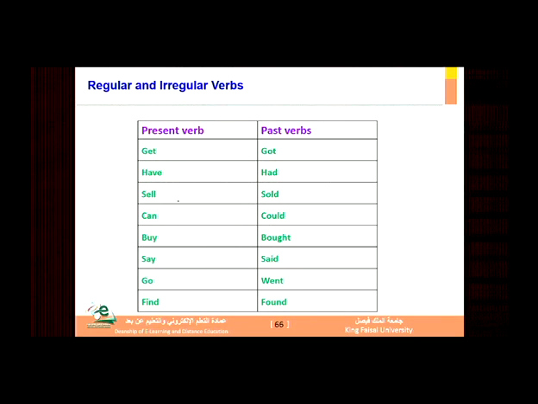Another group of present and past verbs. Get becomes got. Have becomes had. Sell, sold. Can, could. Buy, bought. Say, said. Go, went. Find, found. So these are the list of regular and irregular verbs that we have basically come across in this article.